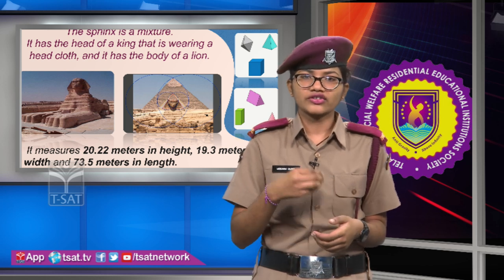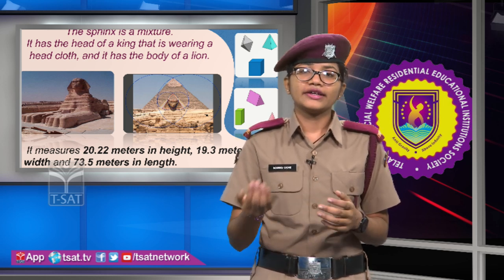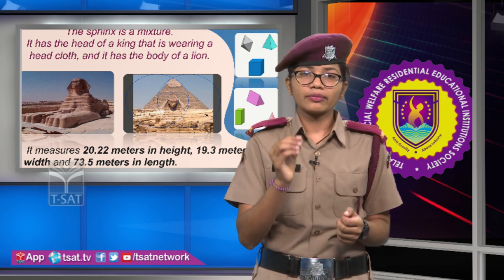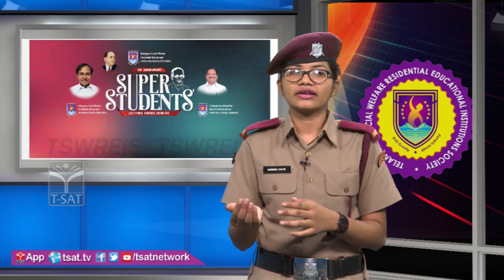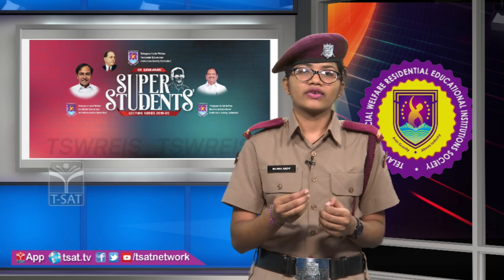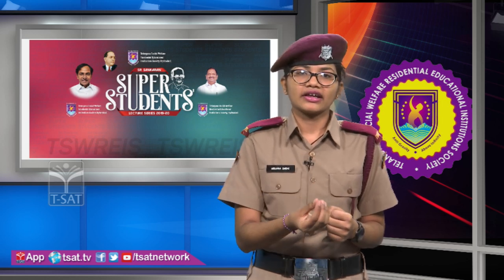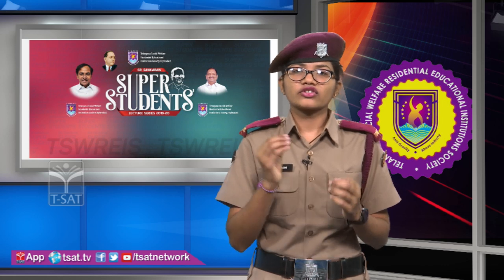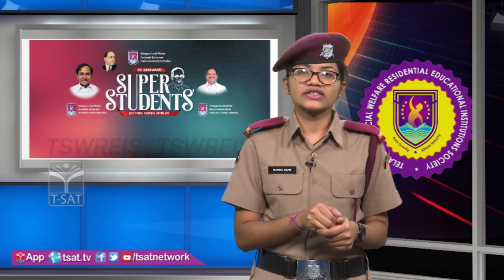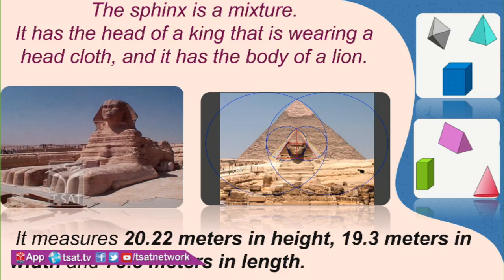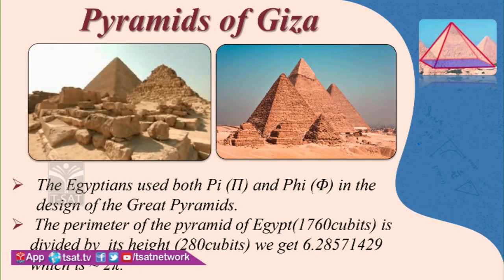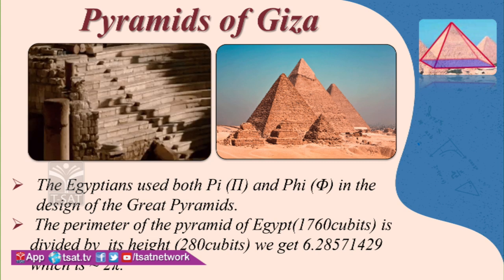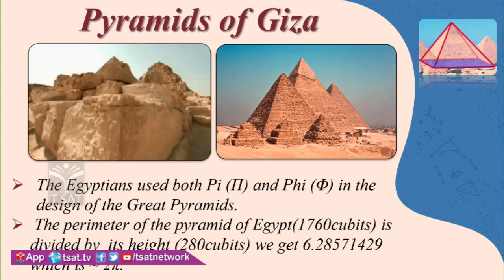Next, I am going to ask you a question. Do you know the difference between pi and phi? There is a huge difference between pi and phi. Pi is nothing but the ratio of the circumference of a circle to its diameter, and it is approximately equal to 22/7, which is 3.14. And phi is the ratio 1.618. It is also known as the golden ratio. Now I am going to explain in detail about the pyramids of Giza.